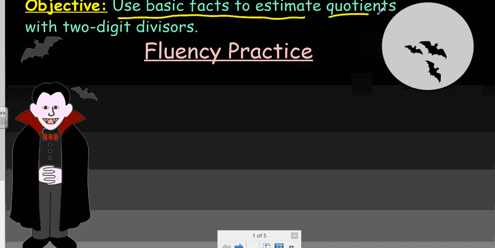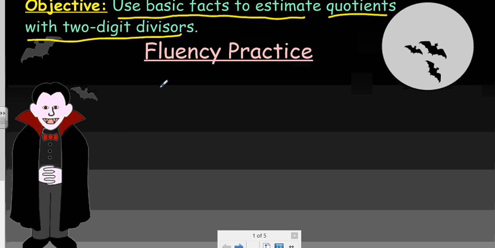You know what? This lesson is exactly the same one. Isn't that weird? I guess they feel that you need to learn this concept extremely well because the objective is to use basic facts to estimate quotients with two-digit divisors, which we've already done. But I think this is going to ratchet it up a notch. So this is going to be a little bit more challenging. But quick, a little bit of fluency practice here.